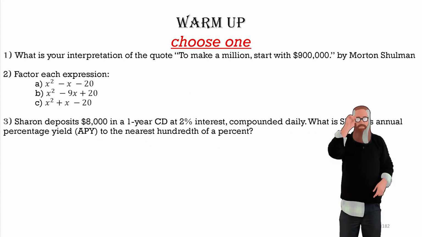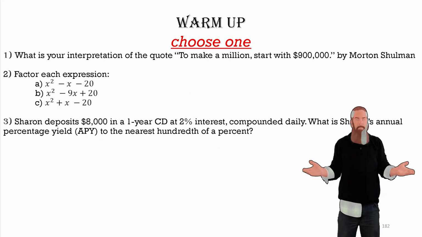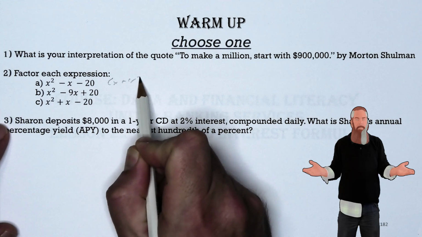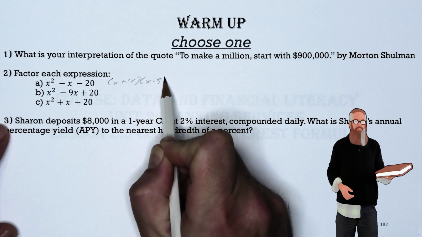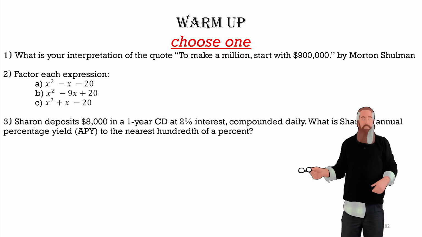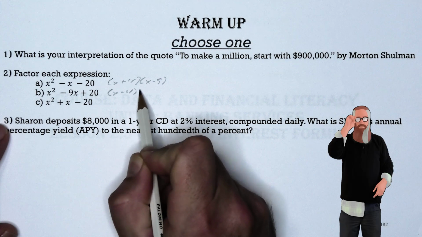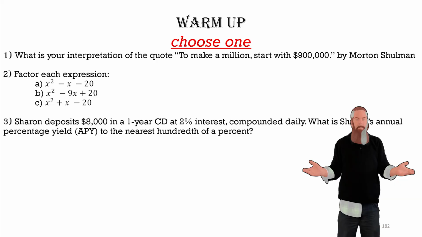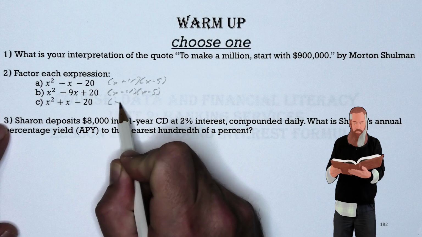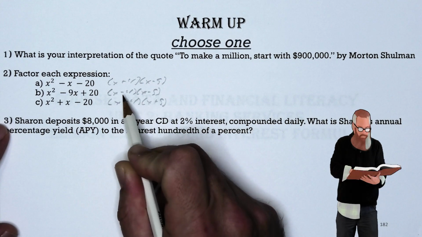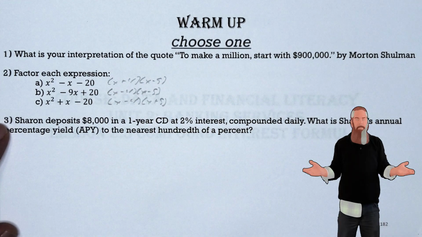Before we jump into it, let's make sure we're ready for this by doing warm-up number 2. Let's factor x squared minus x minus 20. When factored, we find that this becomes x plus 4 times x minus 5. Now, let's factor x squared minus 9x plus 20. When factored, we get x minus 4 times x minus 5. And finally, let's factor x squared plus x minus 20. From that, we get x minus 4 times x plus 5. We can see how changing these signs dramatically changes the polynomial that we'll get.